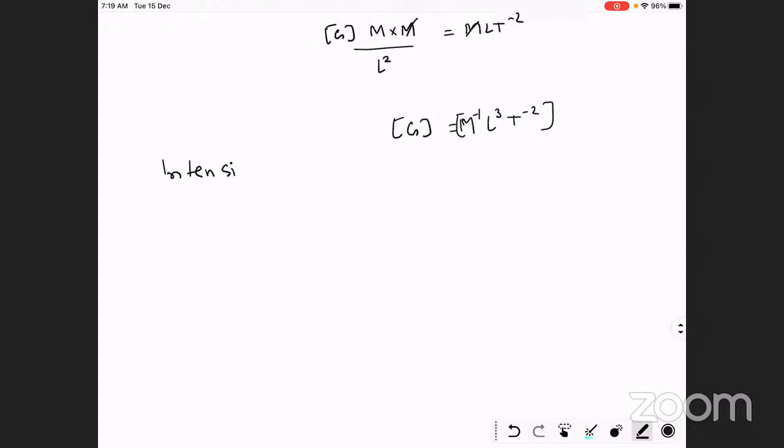Now intensity of gravitational field. Intensity of gravitational field, tell me.